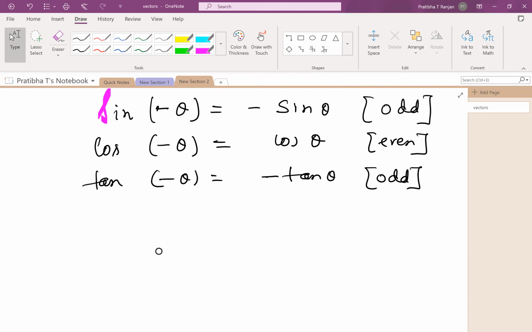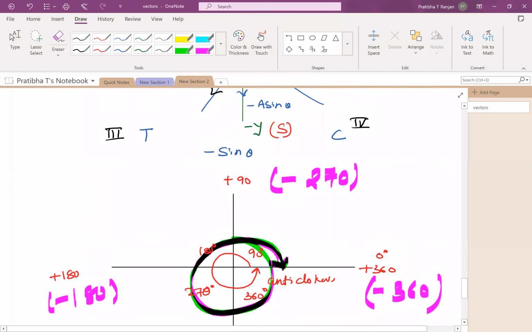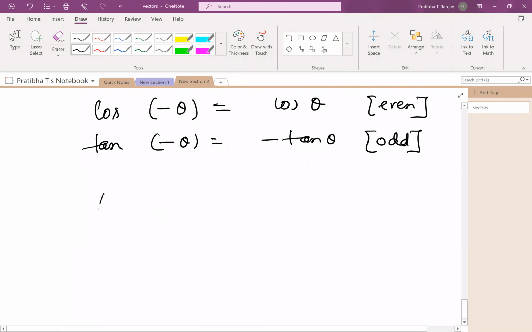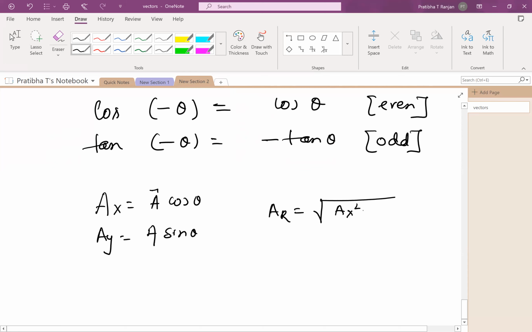Okay, so you understand how to find angles and all. Now we have AX equal to A cos theta, right? And AY equal to A sin theta. So the resultant will be what? Under root AX squared plus AY squared, and that is equal to the root of (A cos theta) squared plus (A sin theta) squared.